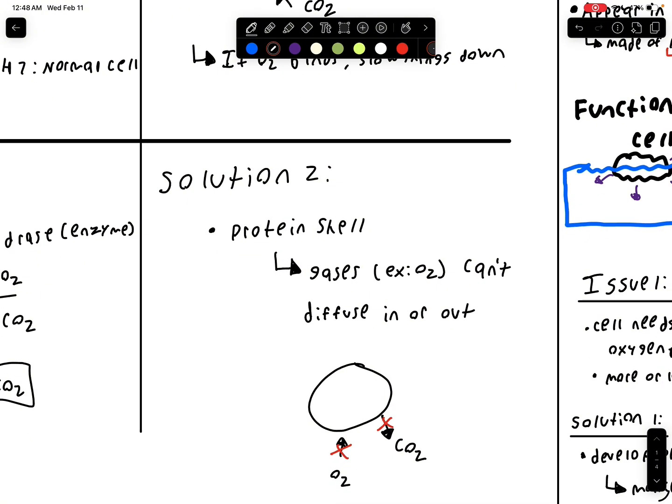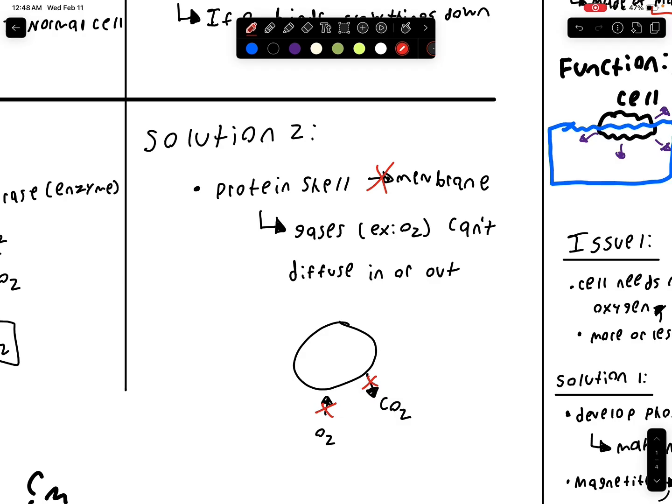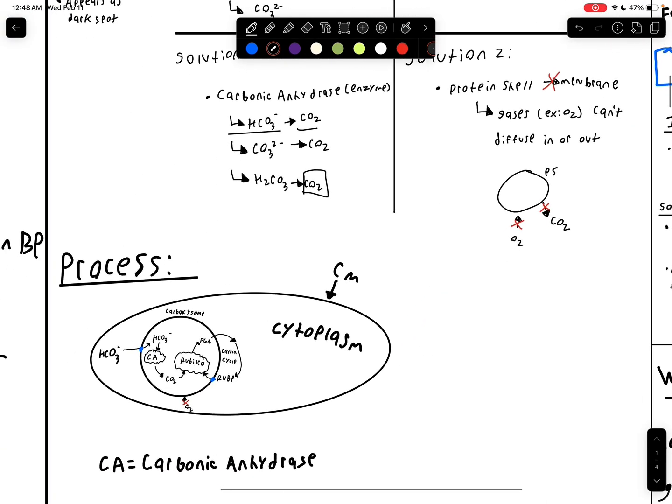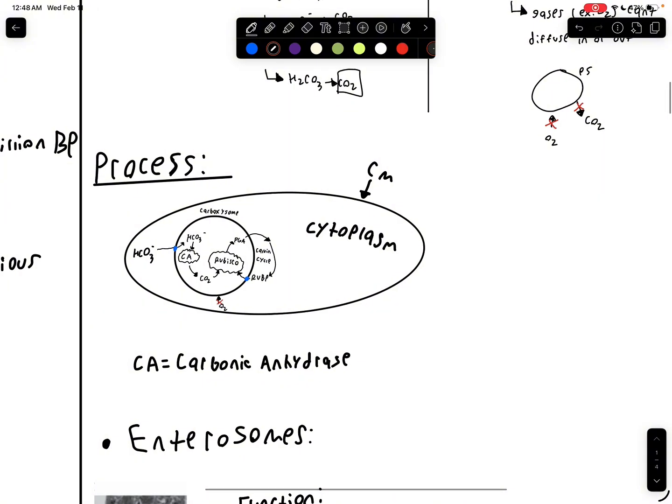What we do in the carboxysome is we form a protein shell. That protein shell is important. It's not a membrane, right? So I just want to specify, this is not a membrane. This is a protein shell. The reason we want a protein shell and not a membrane is because protein shells won't allow gases to diffuse in or diffuse out. As you can see over here, this is your protein shell. It won't let oxygen in and it won't let carbon dioxide out, which gives us two good things that we'll look at in the process over here.